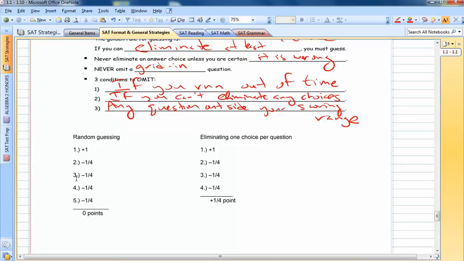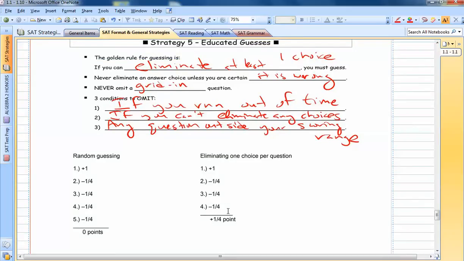But if you eliminate just 1 choice and then randomly guess, the odds are you get 1 out of every 4 right, 3 out of every 4 wrong. Now, your raw score goes up by a 1/4 point for every 4 questions. It's a small gain, but nevertheless, it is a gain. So you're encouraged to guess if you eliminate at least 1. And of course, if you eliminate 2 or 3 choices, the odds of getting the question right are even better.